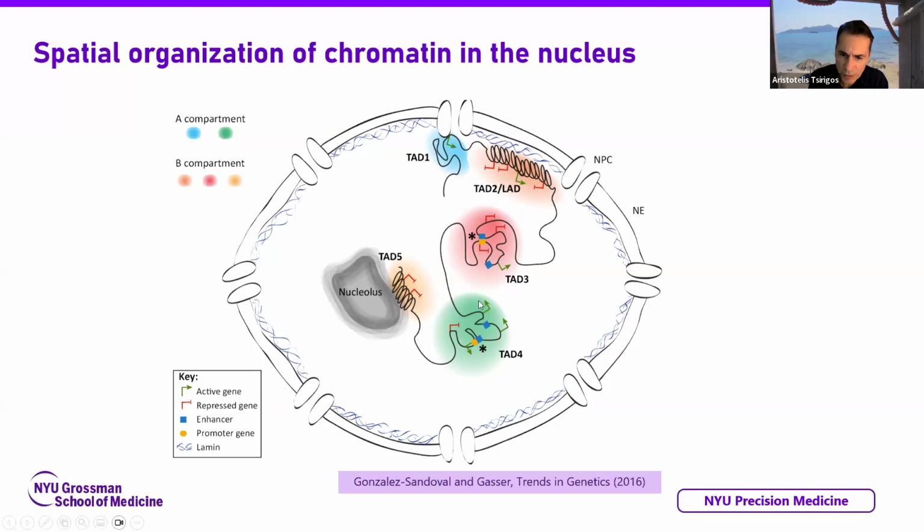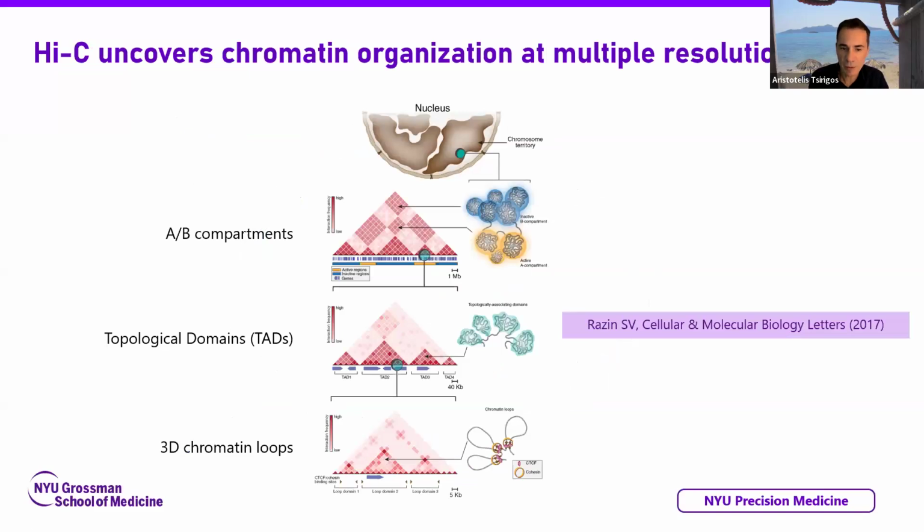And then when we keep zooming in, using the appropriate techniques in the lab, we can actually see and uncover specific interactions between promoters and regulatory elements. So these are the 3 different levels of organization we will be focusing on. Again, A-B compartments, topological domain, and specific loops that connect promoters of genes to regulatory elements.